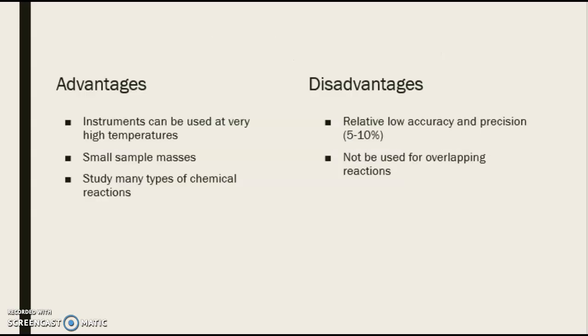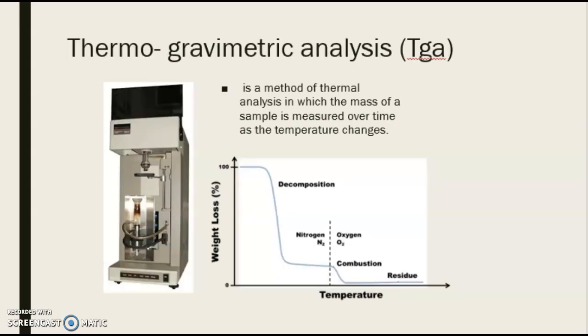So the advantages of differential scanning calorimetry is instruments can be used at very high temperatures. It can have small sample masses and study many types of chemical reactions. And the disadvantage of it is relatively low accuracy and precision, about 5 to 10%, and it cannot be used for overlapping reactions. Next is the thermogravimetric analysis, also known as TGA.